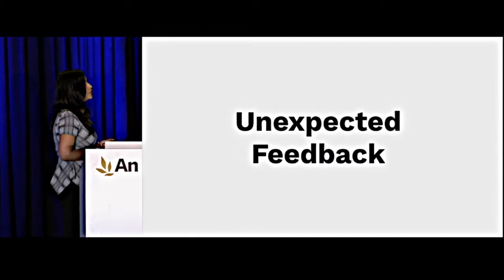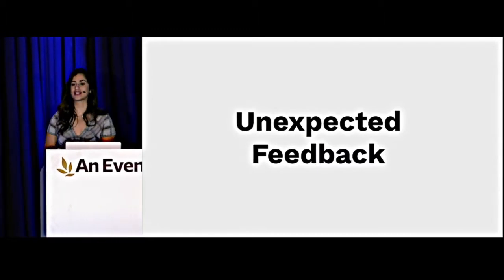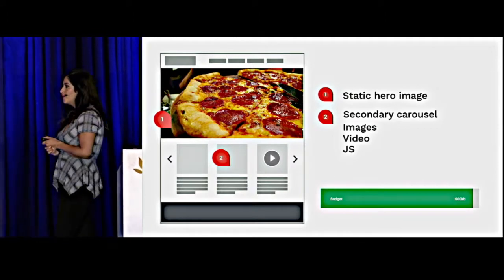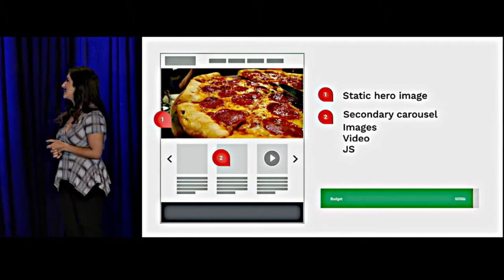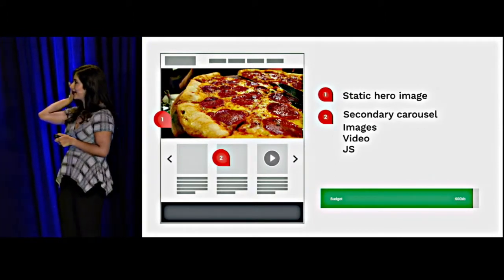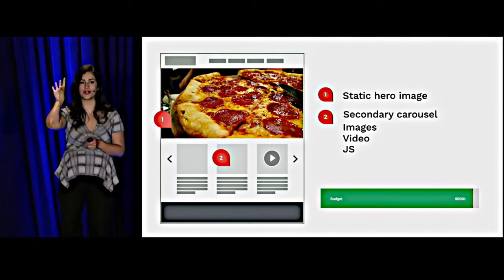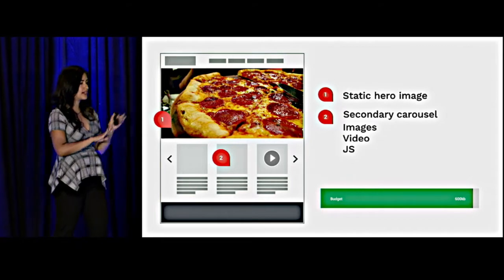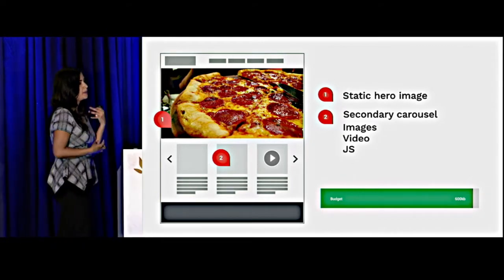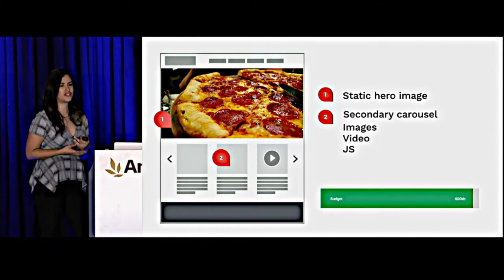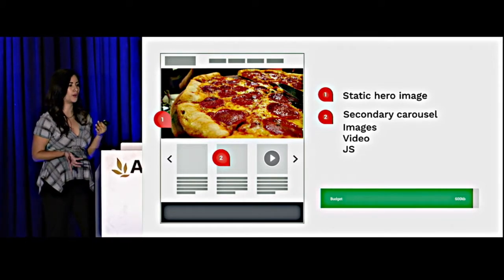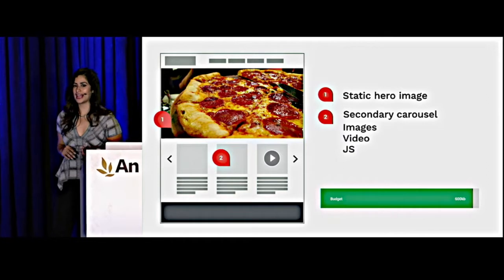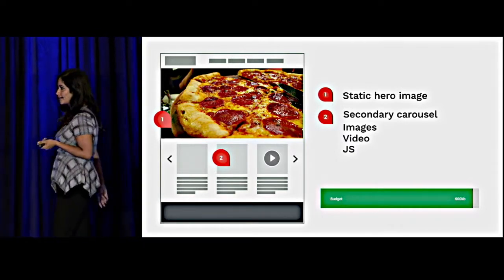The other issue that came up in the site was this unexpected feedback. For the design, I had a static hero area that had a big, beautiful, glamorous pizza. And then the secondary area featured more of the specials, and they featured 7 to 10 specials a day. So that wasn't a little baby carousel with not big images. And I was within my budget on the homepage.